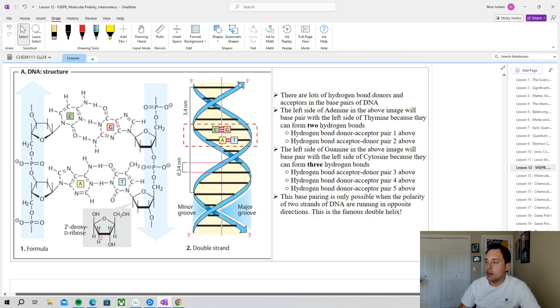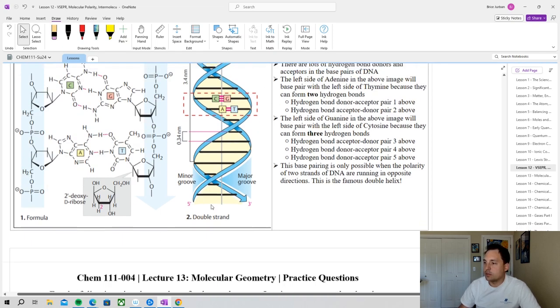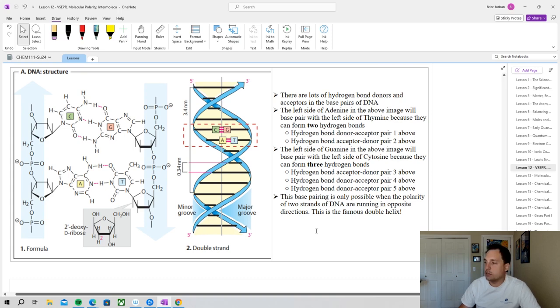So they're running in opposite directions. And I thought that would be kind of interesting to talk about for a little bit.